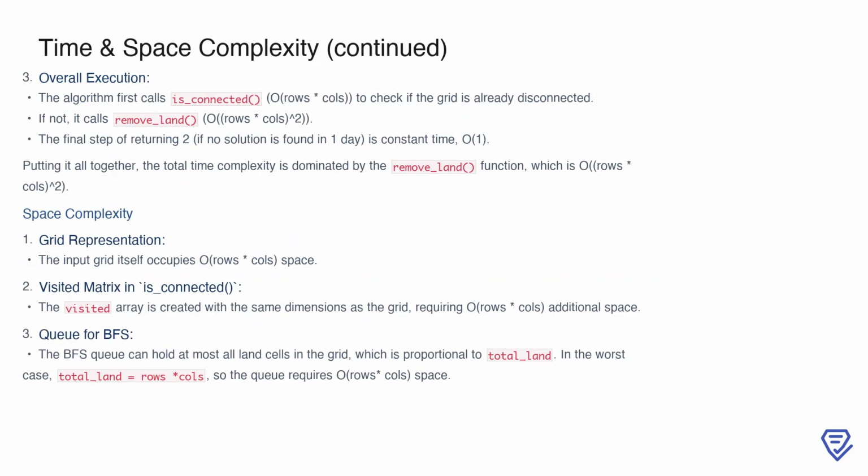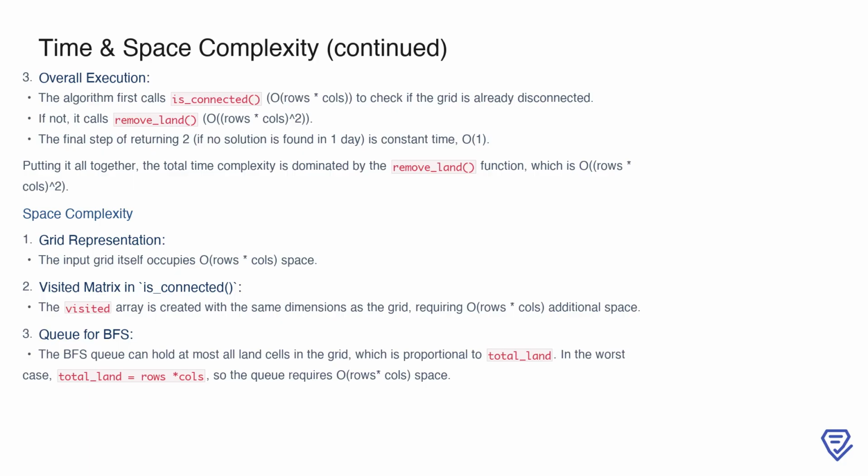Now, let's put the pieces together to analyze the overall execution. The algorithm begins by running is_connected to check if the grid is already disconnected, which takes O(rows * cols). If the grid is still connected, it proceeds to call remove_land, which, as we've seen, has a worst-case complexity of O((rows * cols)^2). Finally, the step of returning 2 when no solution is found within 1 day is a constant time operation, O(1). Therefore, the total time complexity of the algorithm is dominated by the remove_land function, resulting in O((rows * cols)^2).